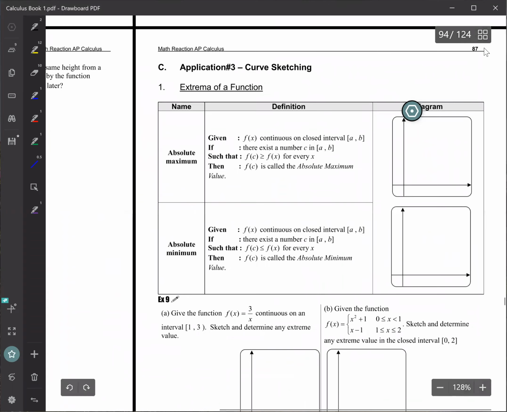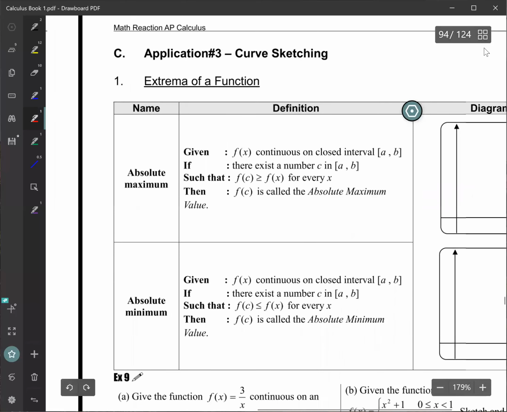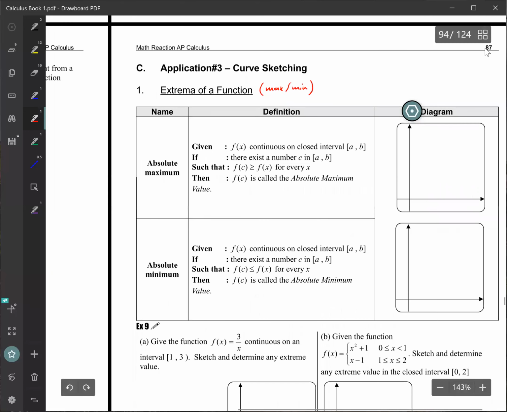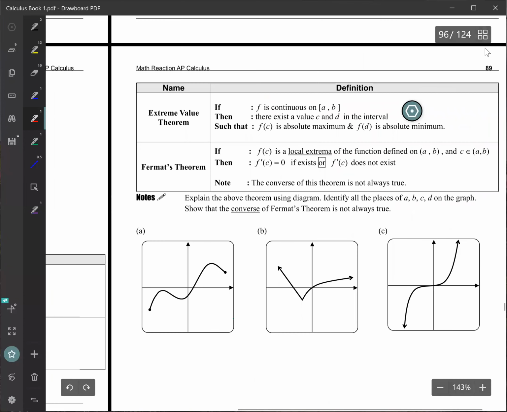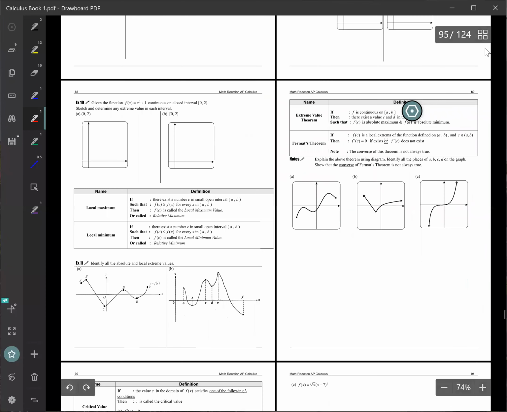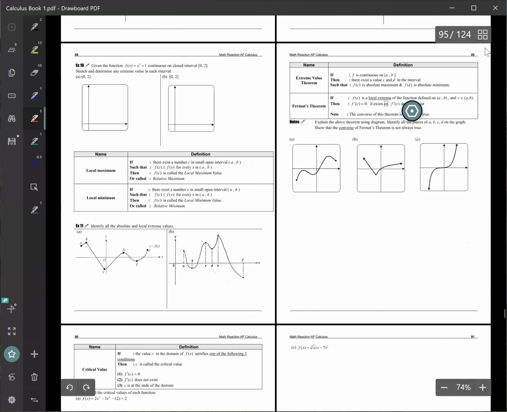So first part is talking about extrema. Extrema includes maximum and minimum. Okay, together it's called extrema. Could be the highest, could be the lowest. So here we're just learning different terms. We have different kinds of max, different kinds of minimum. That's gonna take us several pages there, okay?